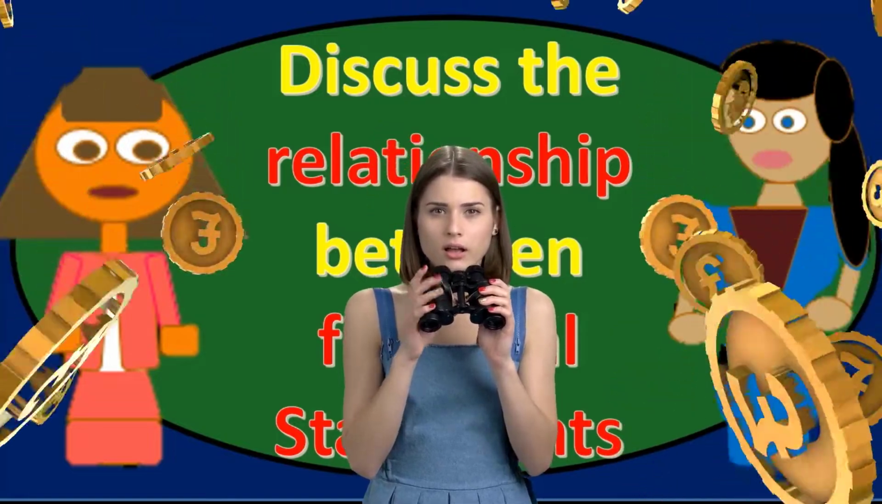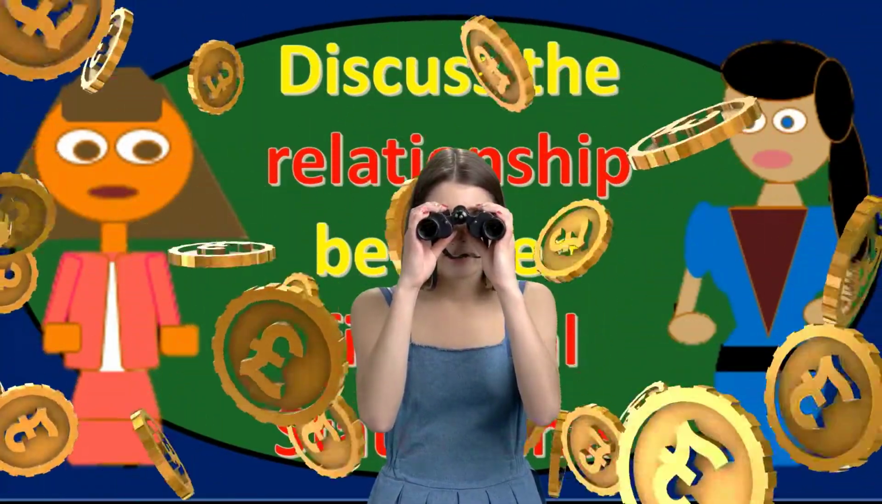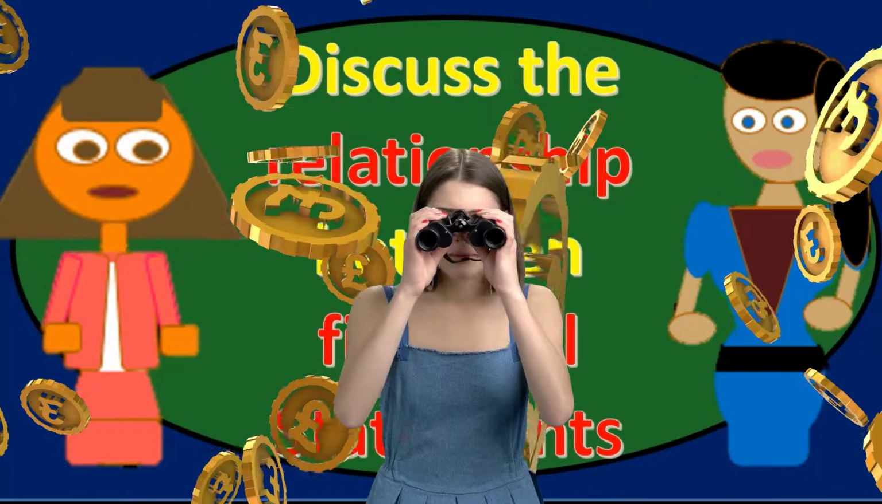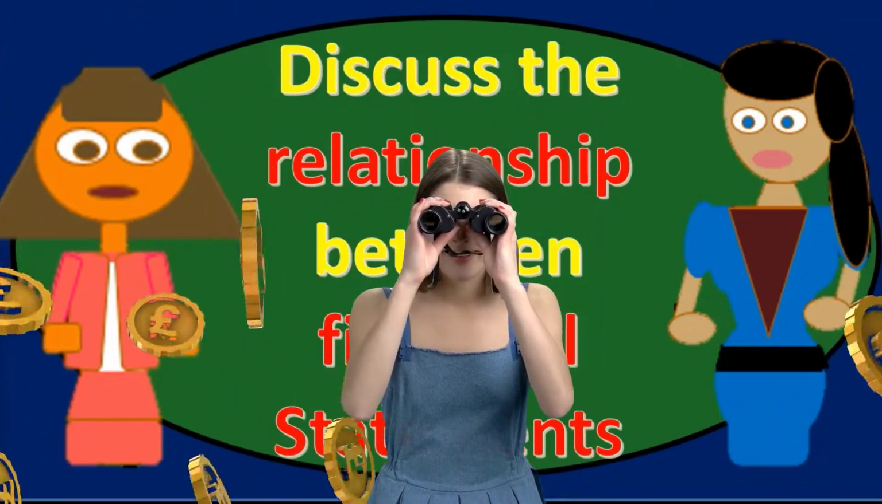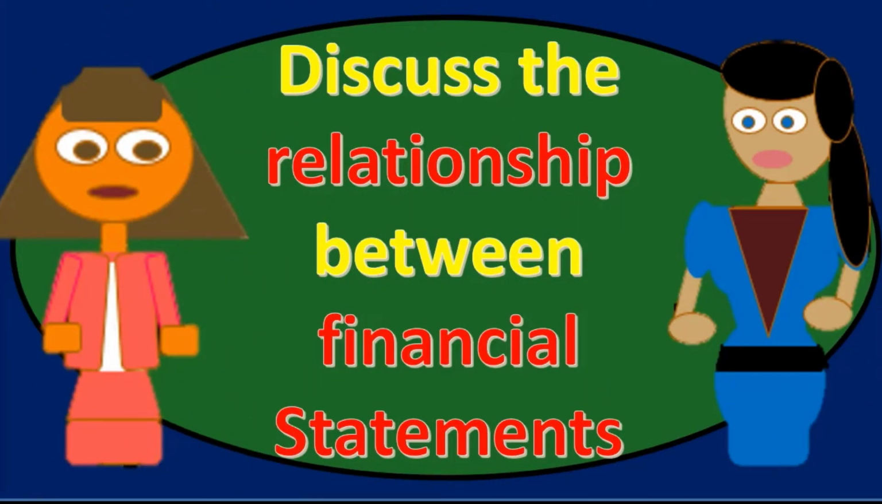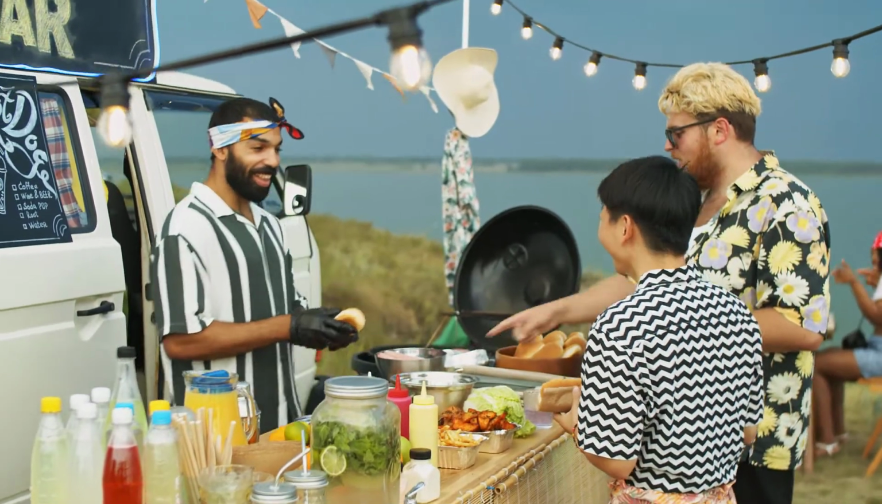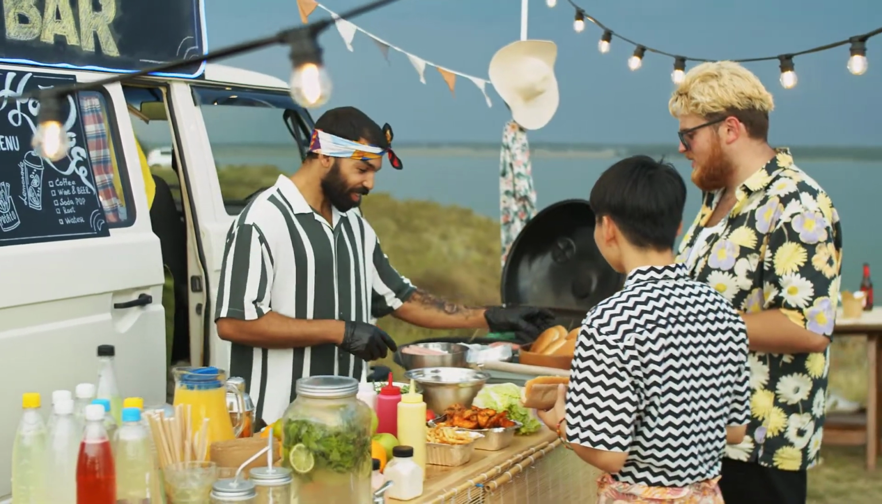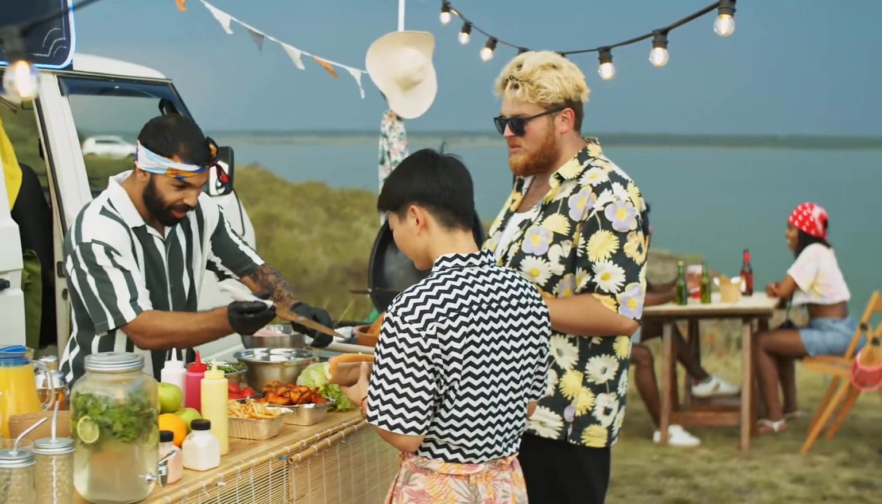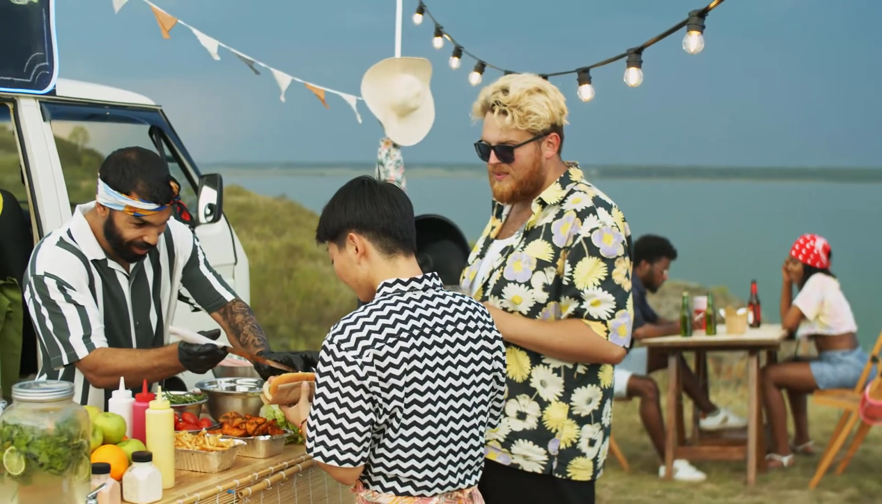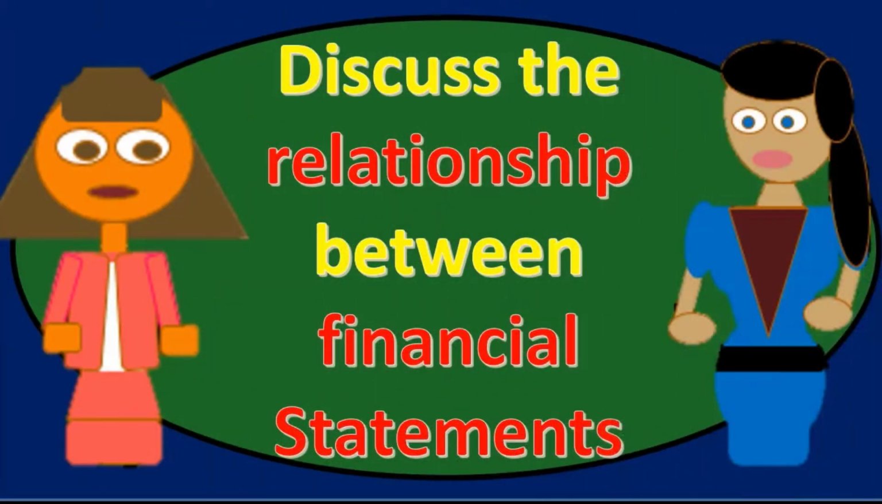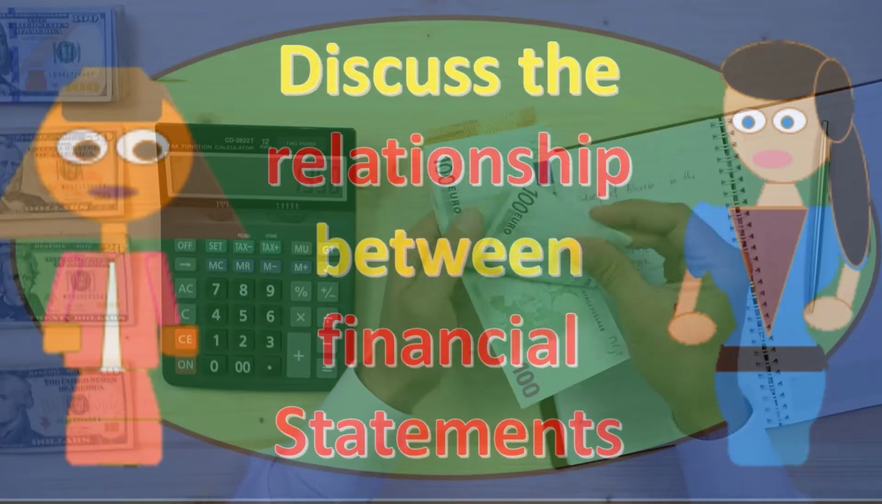So the financial statements will include the balance sheet, the income statement, the statement of equity or retained earnings, and depending on if we are a sole proprietor or a partnership, statement of partnership equity, or a corporation, statement of retained earnings or statement of owner's equity or stockholders' equity. And then we're going to have the statement of cash flows.